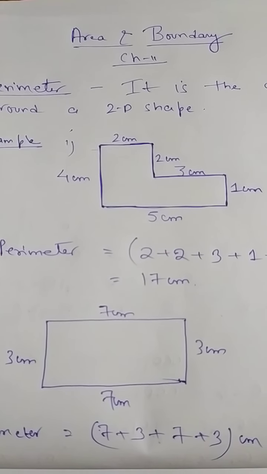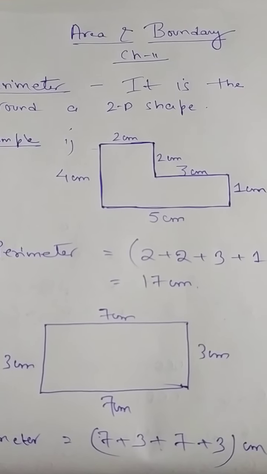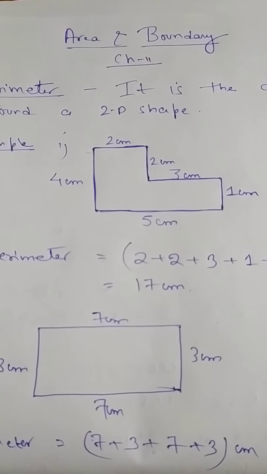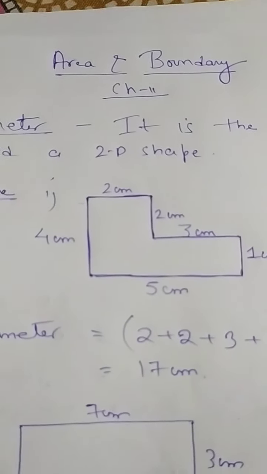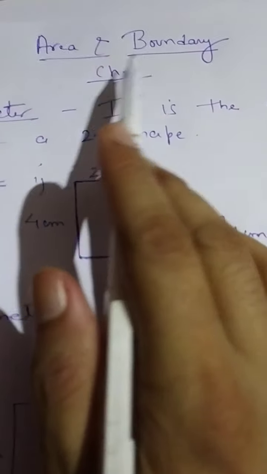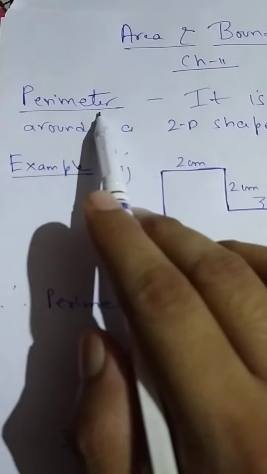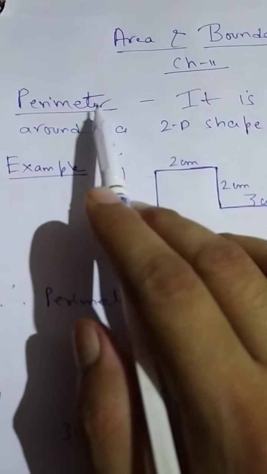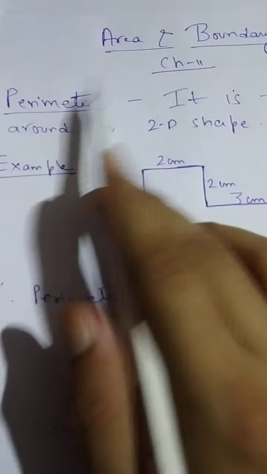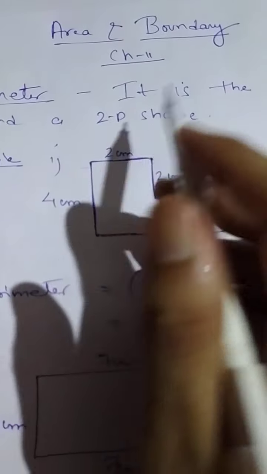Exam. So the chapter name is, as you can see, chapter number 11 of your NCERT book, Area and Boundary. Okay, as you can see, area and boundary. Here, boundary is also known as perimeter. So in case of boundary, we will use the term perimeter because boundary and perimeter are the same. This is chapter 11 of your NCERT book. So this is the first video.